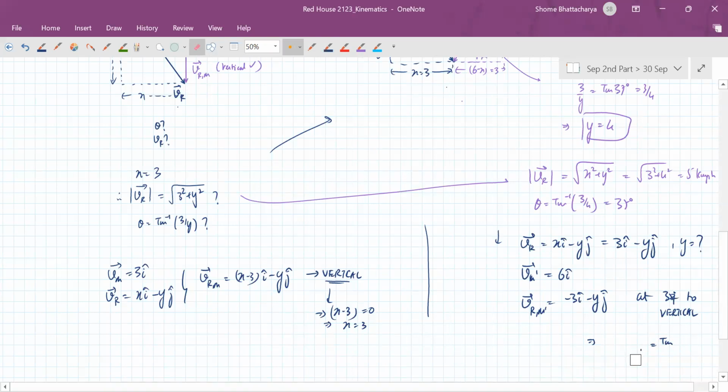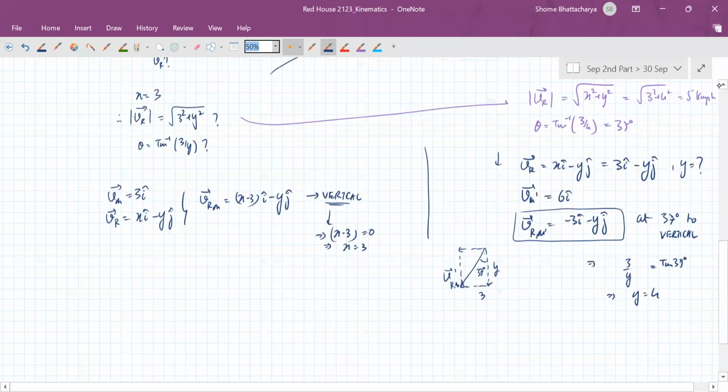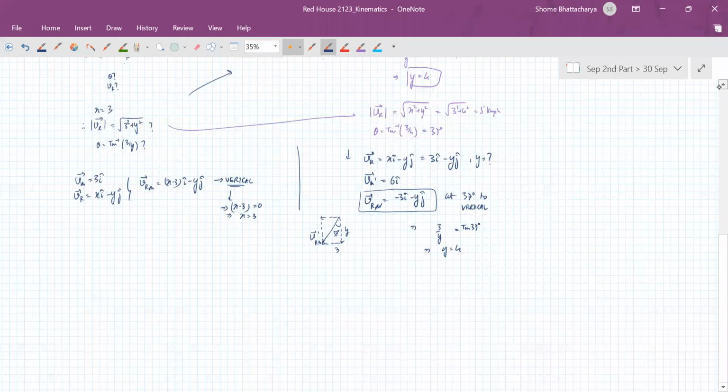So this velocity now looks like this, where this is the unknown quantity y and this quantity is 3 because it's along the negative x direction. This is the angle which is given to us as 37. So 3 by y is equal to tan 37. From that you will get y is equal to 4. So this is the other way of doing it using component algebra. But as I said, generally speaking, I find it more convenient in a problem like this just to use the vector diagram. It gives a lot of clarity.